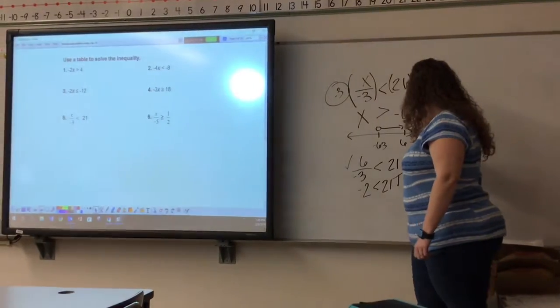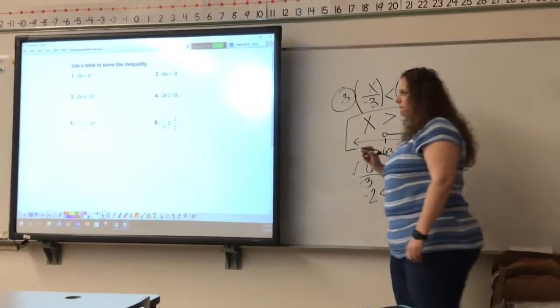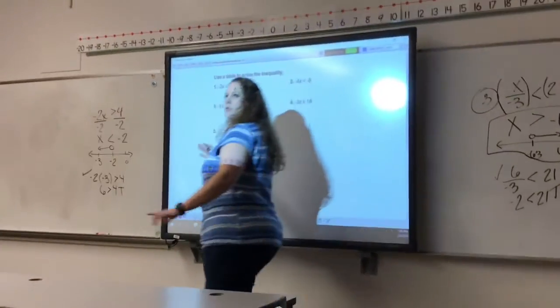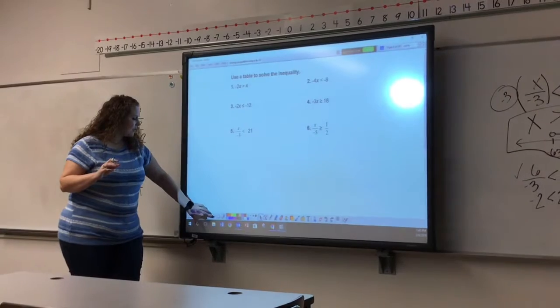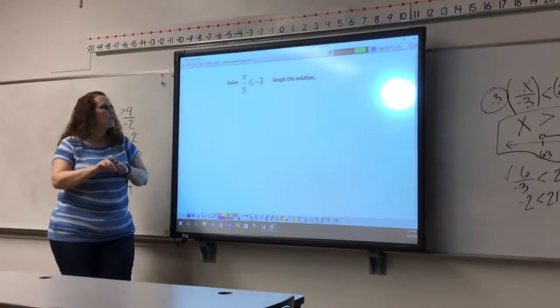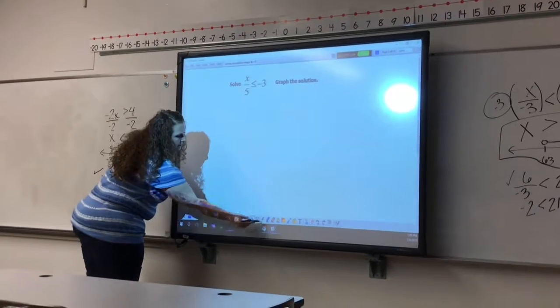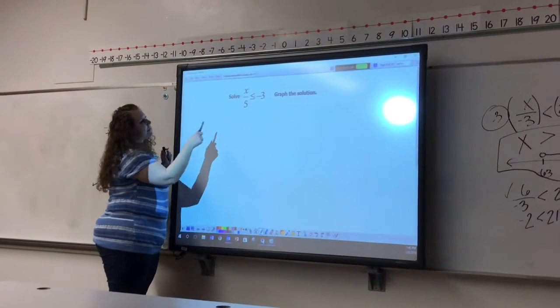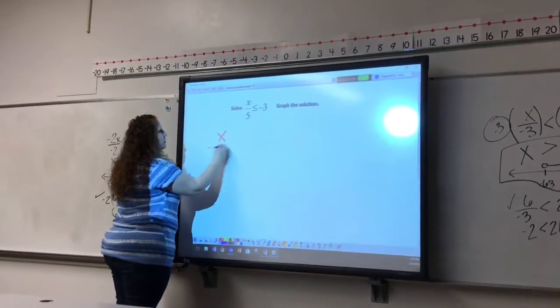Here's your answer. Can you keep that up on the board? Alright, we okay so far? Easy. Other than that, you're solving exactly like you do equations. So this one here, we have x divided by 5 is less than or equal to -3. Do I need to write that larger?